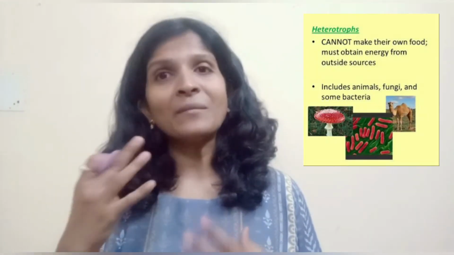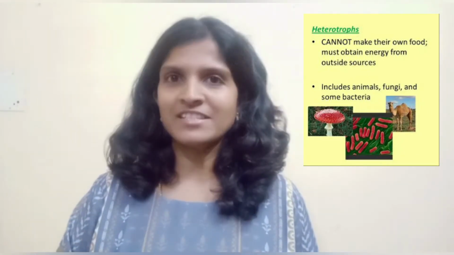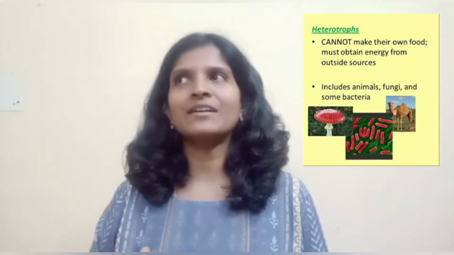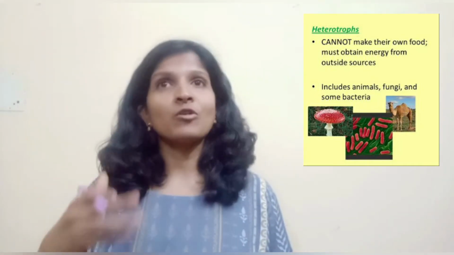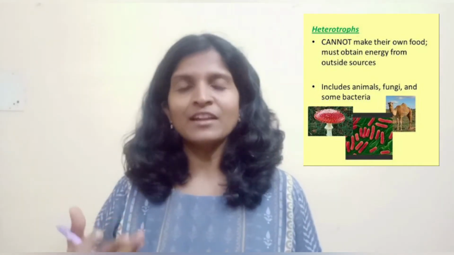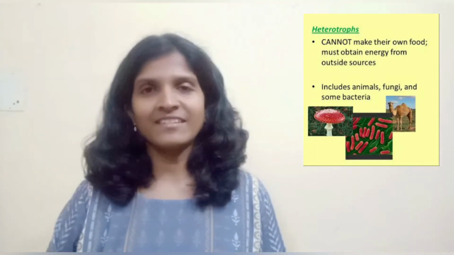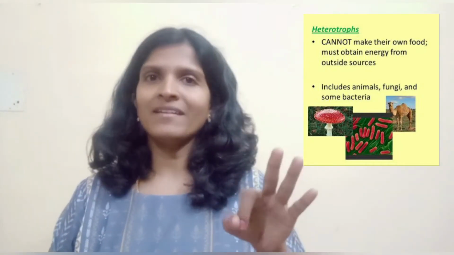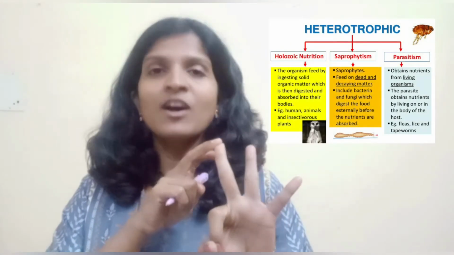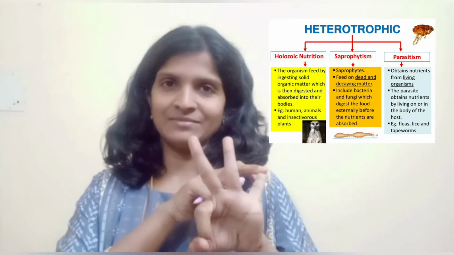The second type of nutrition is heterotroph. From the word itself, it's telling clearly: hetero means other, troph means nutrition. So we can say that these organisms cannot prepare their own food. They depend upon plants or animals to prepare their food to get energy. This is called heterotroph, and the mode of nutrition is called heterotrophic nutrition. Under heterotrophic nutrition there are three categories: one is Holozoic, the second one is Saprotrophic, and the third one is Parasitic.